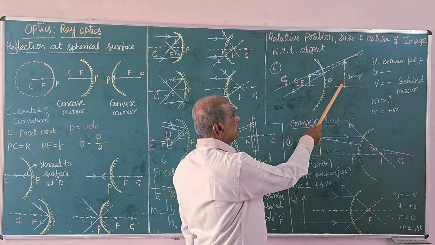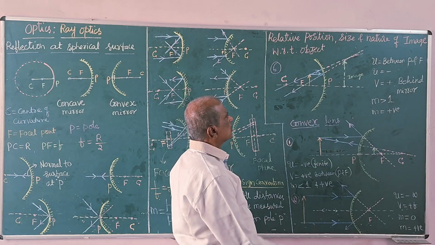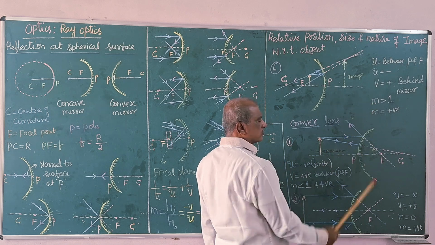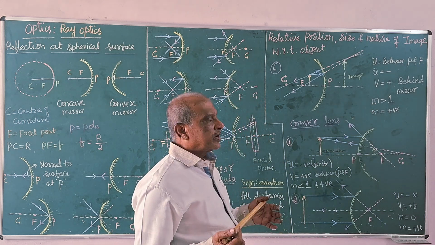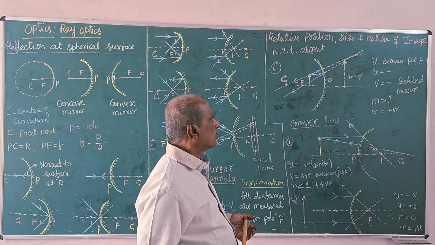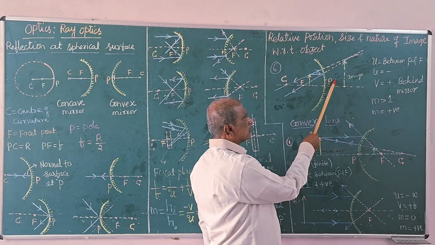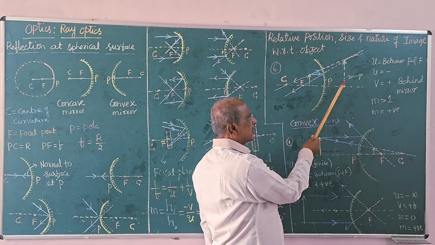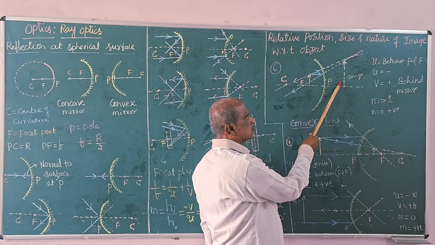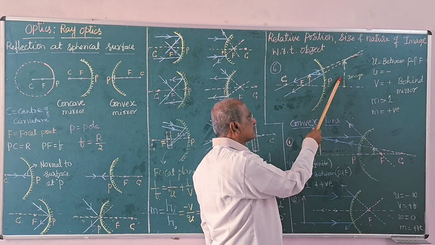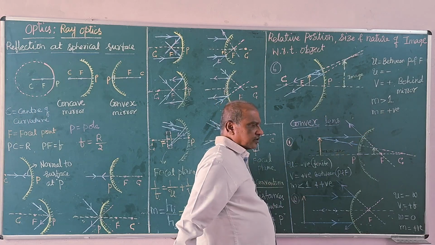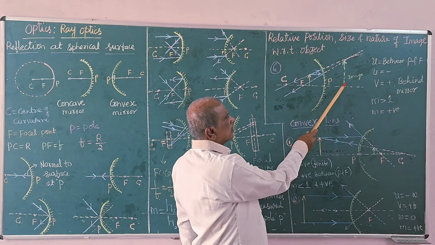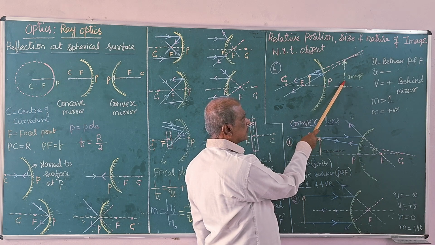What would be the nature of the image? Here M stands for magnification. The image is magnified, M greater than 1, and is always behind the mirror. This image is vertical, that is erect, and virtual. It is behind the mirror, which means virtual and erect. It means M is positive for this kind. So M positive means erect and virtual, the nature of the image.